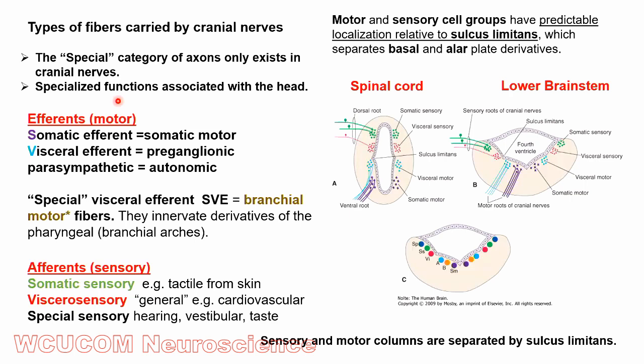Spinal nerves have them, right? The spinal nerves won't have any of the so-called special ones, right? And cranial nerves potentially may have representation of all of these categories, okay? So we may have to trace them, all right?